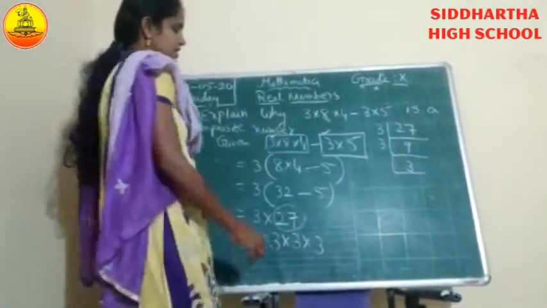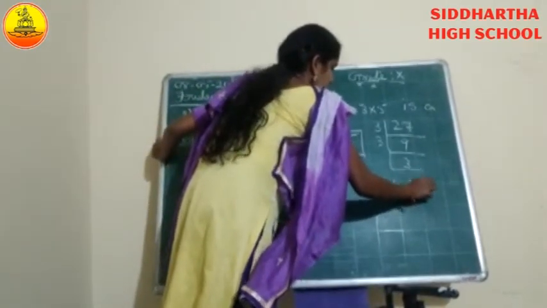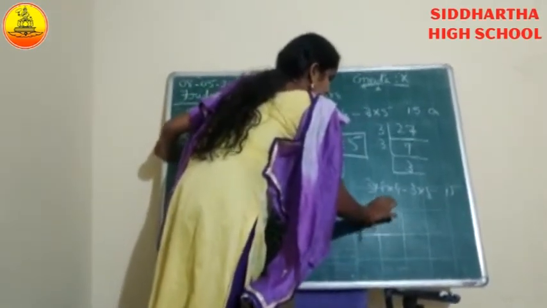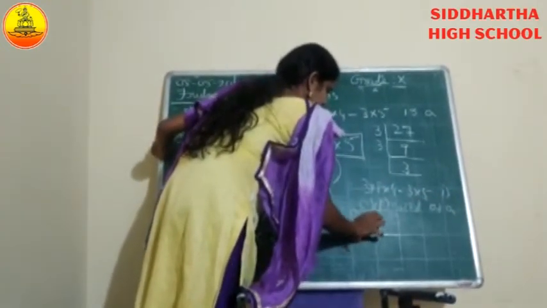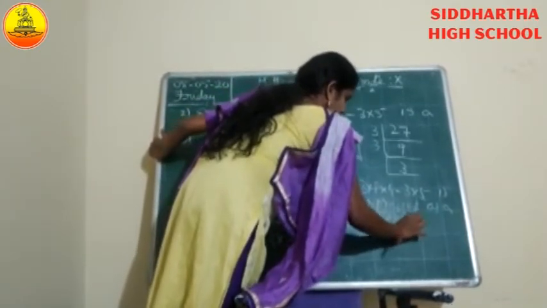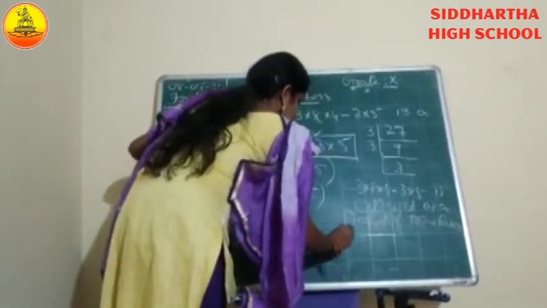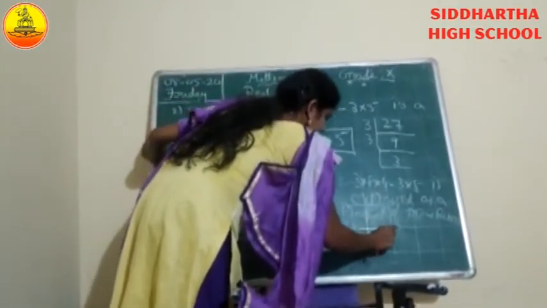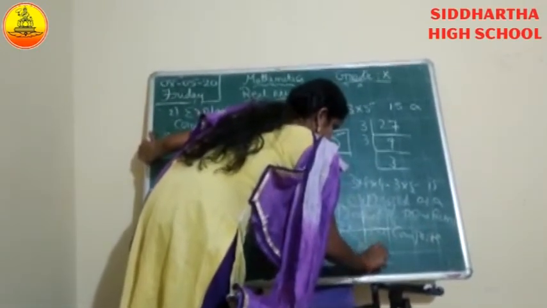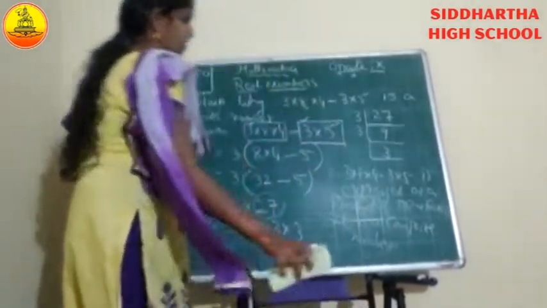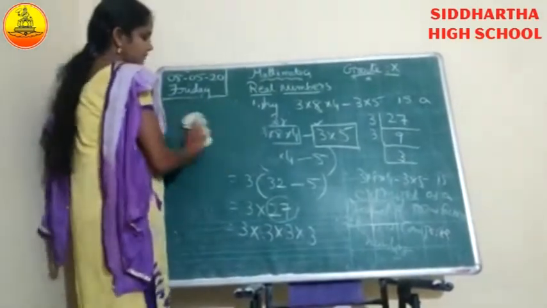So if the given number is expressed as the product of prime factors, then it is a composite number. So what you have to write? Given 3 into 8 into 4 minus 3 into 5 is expressed as a product of prime factors. Therefore, it is a composite number. Which number is it? It is a composite number. Did you understand, children? Now, in this model, we will see another sum. Last sum in this model.